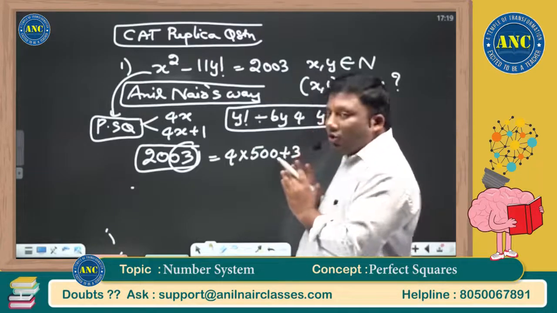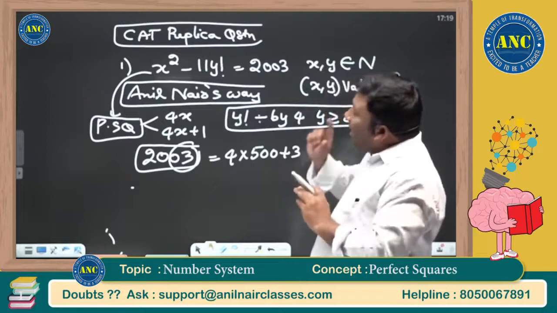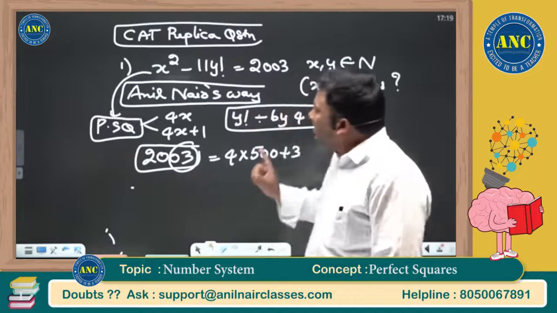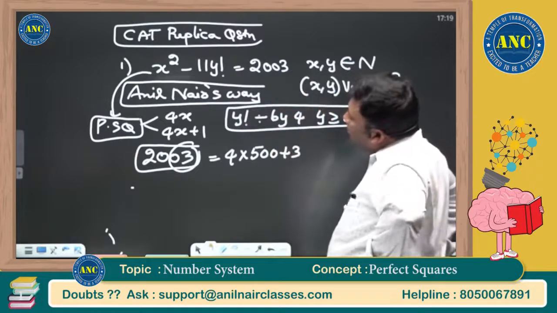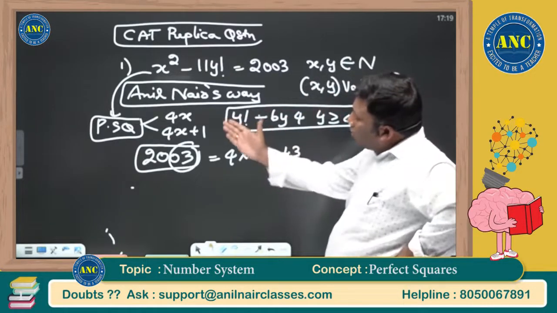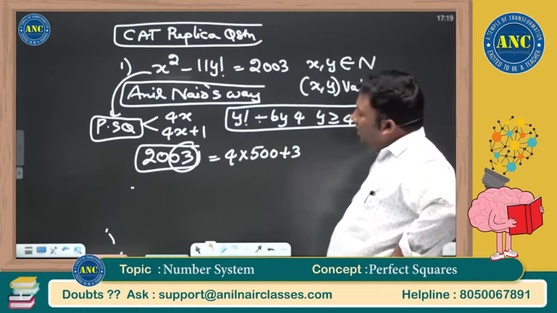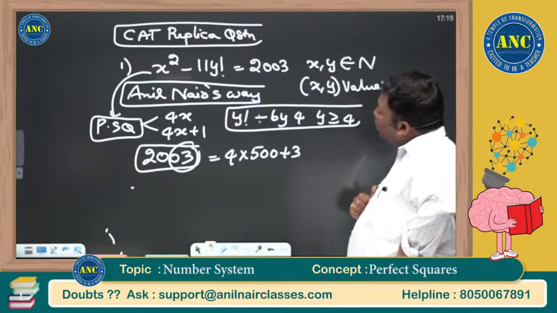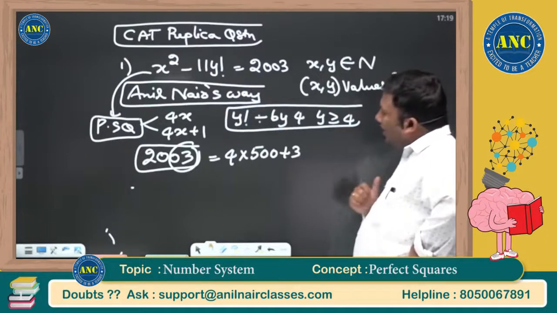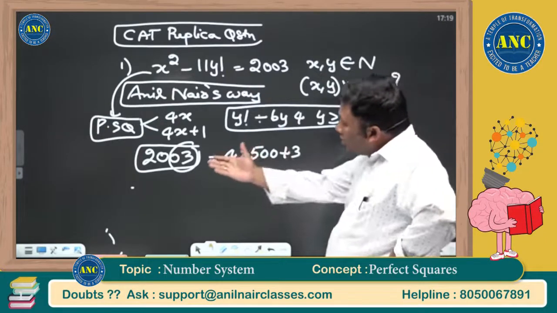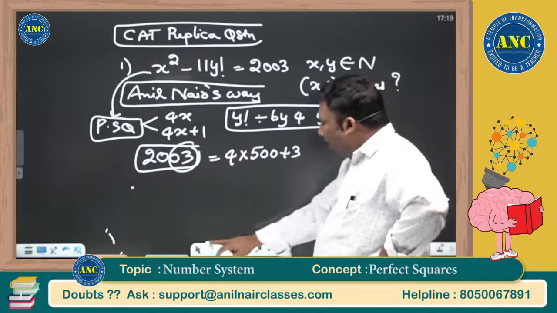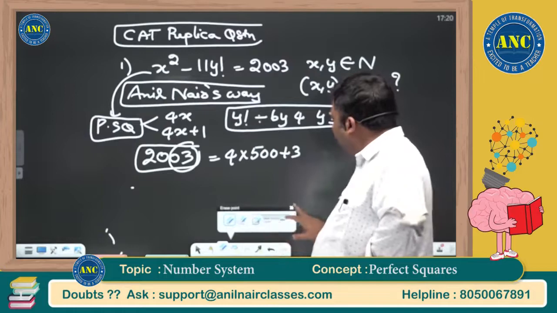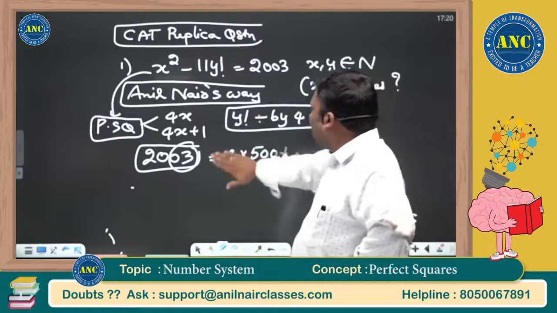How will I solve the question? First thing what I will do is, I will read the question. I will pause solving. I will wait for 5 seconds and I will read the question. X square is a perfect square, so it should be of the form 4x or 4x plus 1. In the previous problem, we discussed that y factorial should be divisible by 4 for y greater than or equivalent to 4. 2003 is 4 into 500 plus 3. These are the three important key points which are required for me to solve this question.